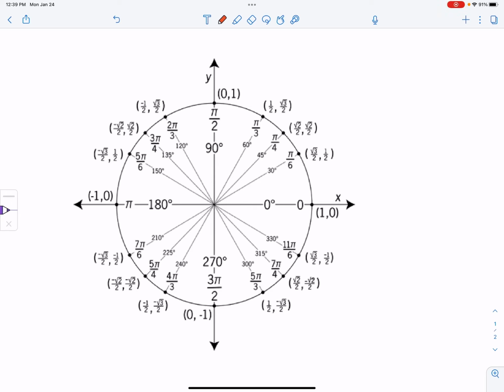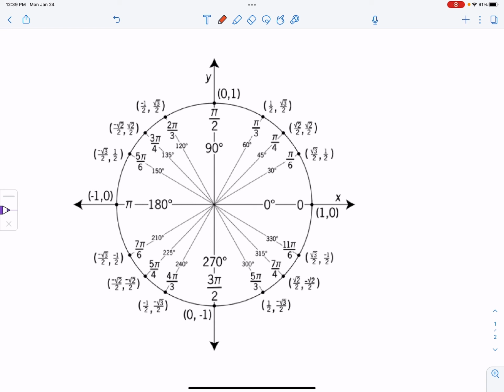Okay, so this video is meant to be a short explanation of how you can use the unit circle as a reference for evaluating any of the 6 trig functions. So sine, cosine, tangent, and the reciprocal trig functions, cosecant, secant, and cotangent.